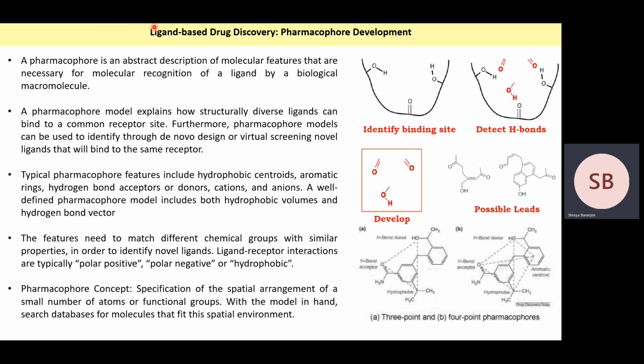Now we will talk about ligand-based drug discovery. There are two kinds of ligand-based drug discovery. Firstly is the pharmacophore development.